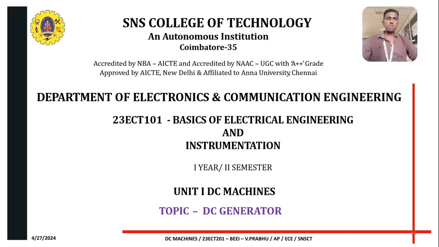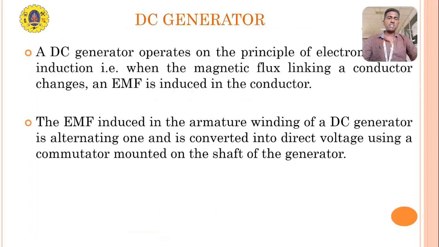Okay, so now we'll move on to the DC generators. As the name suggests, a generator is going to generate current. As we know, in a thermal power plant we use a turbine. So how will we rotate this turbine?